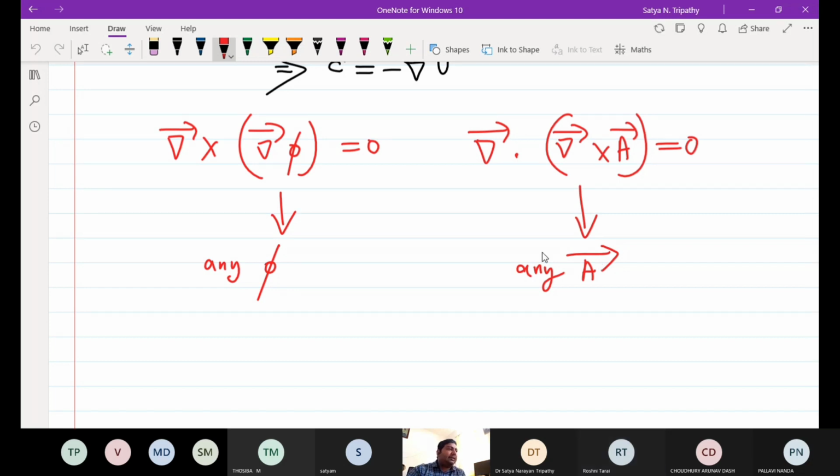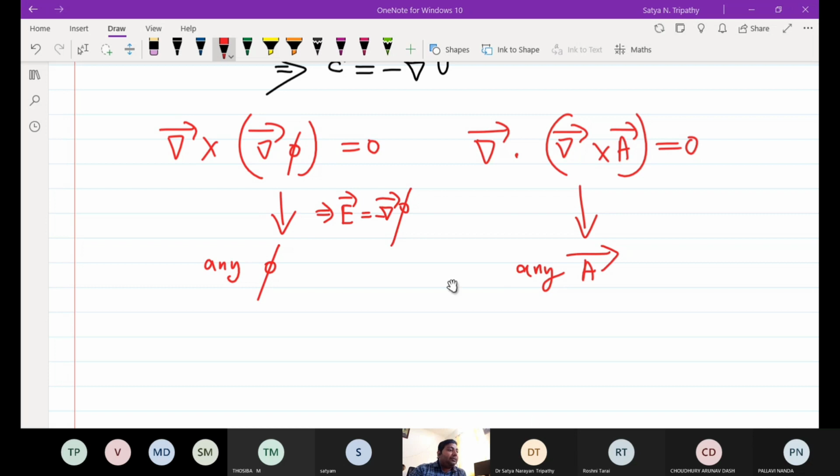So here I say conservative. Conservative always means curl of some vector is 0. That means this vector, I can write E is equal to grad of phi. This is very important notation. Okay, divergence, gradient, and curl.